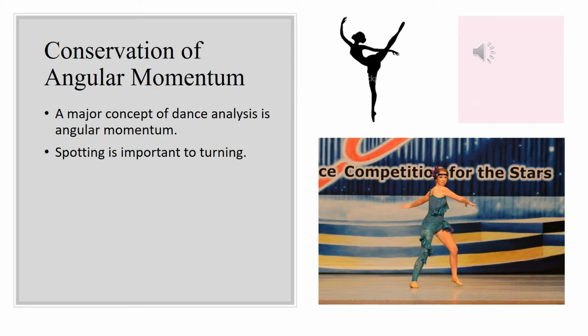So the next topic I would like to talk about would be conservation of angular momentum. This is a major concept for dance analysis because this includes angular momentum. Angular momentum is the same as linear momentum, but angular momentum is given by L equals Iω. Angular momentum is a conserved quantity and is a constant as long as there are no torques acting on the body. Therefore, the total angular momentum L of a body can change only if there is an external torque acting on it.